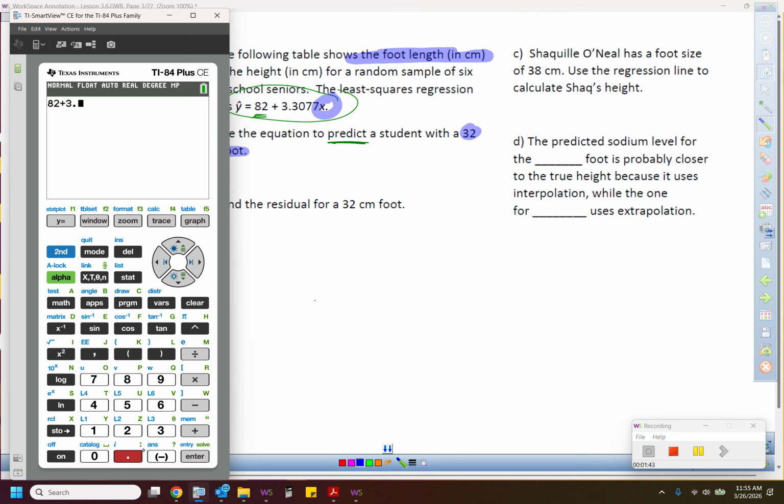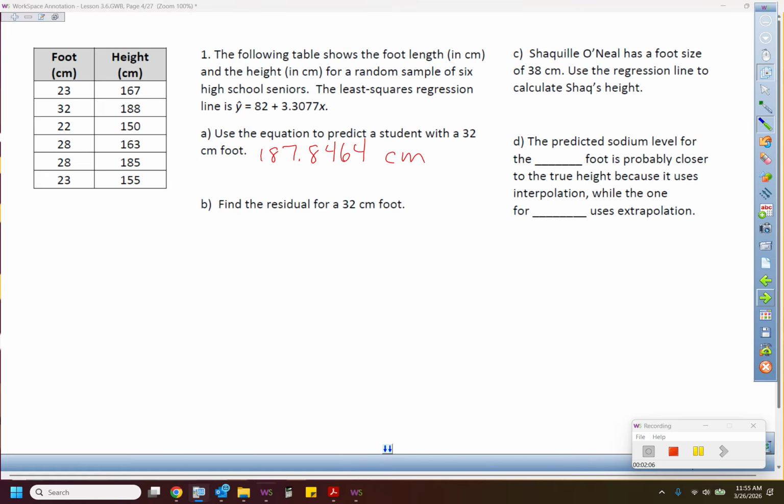So nasty decimals. We saw last time how nasty they were, but put a 32 in there. And we'll just write them all down. So that's what the line would predict. Based on this value, they predicted that a person who has a 32 centimeter foot would be this. But the weird thing is, there actually is somebody that's got a foot length of 32 in the data set.